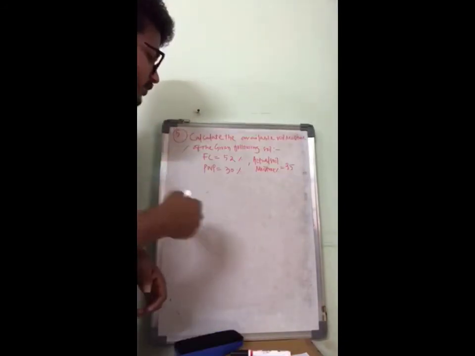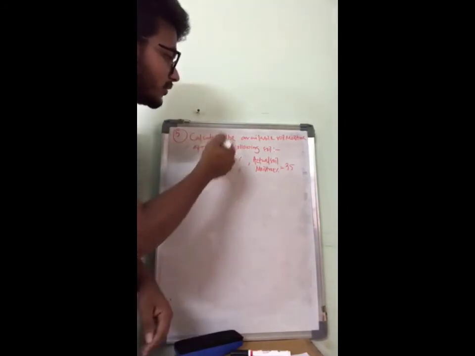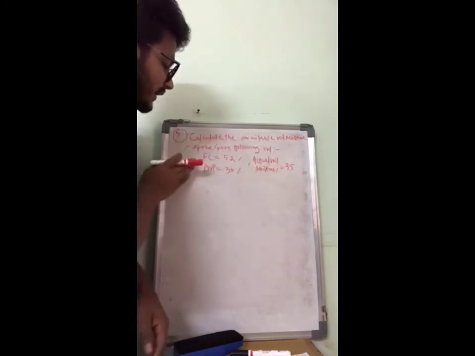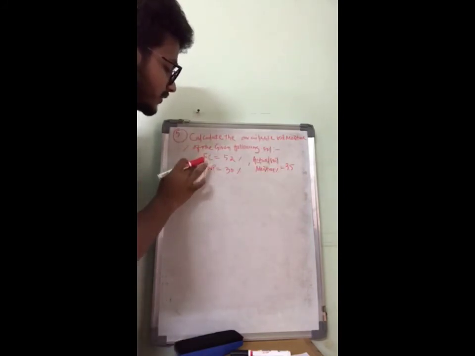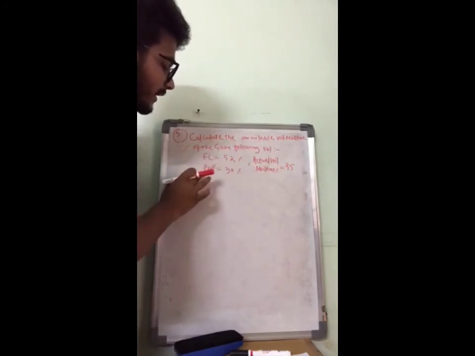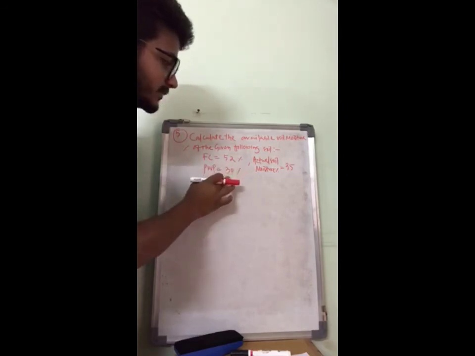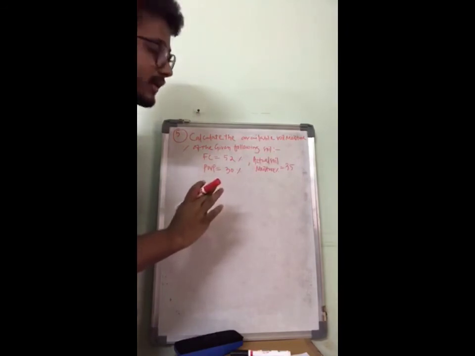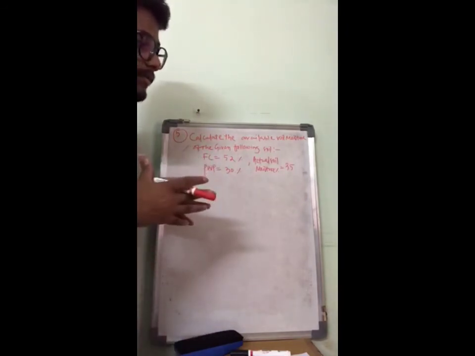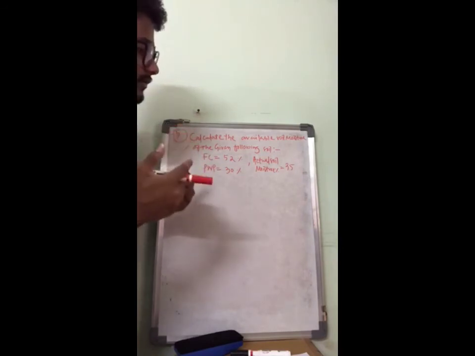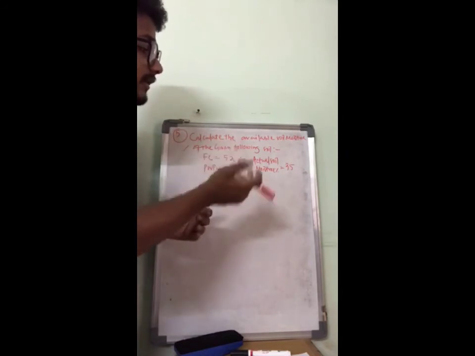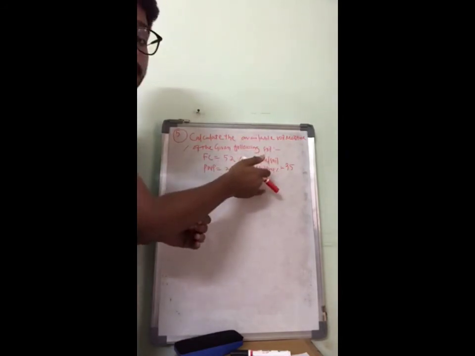So the next question type is: calculate the available soil moisture percentage of the following soil. It is given that the field capacity of the soil is 52%, at PWP it is 30%, and the actual soil moisture percent is 35%. If this type of question comes, most students feel confused about how to calculate the moisture percentage when the actual soil moisture percentage is given.